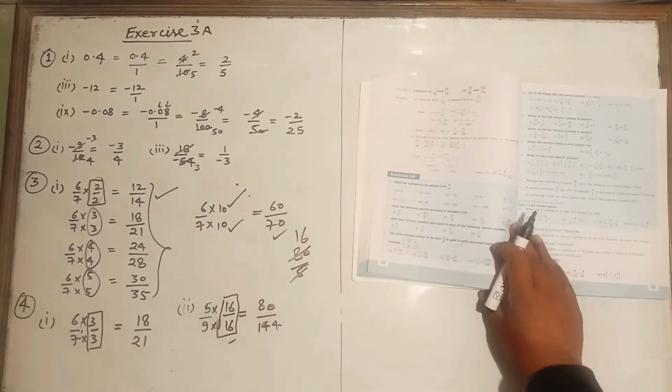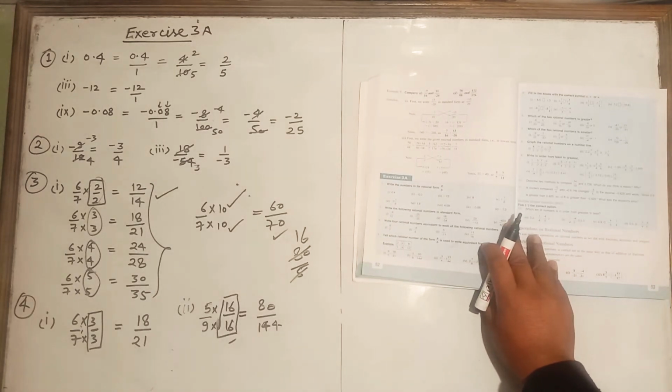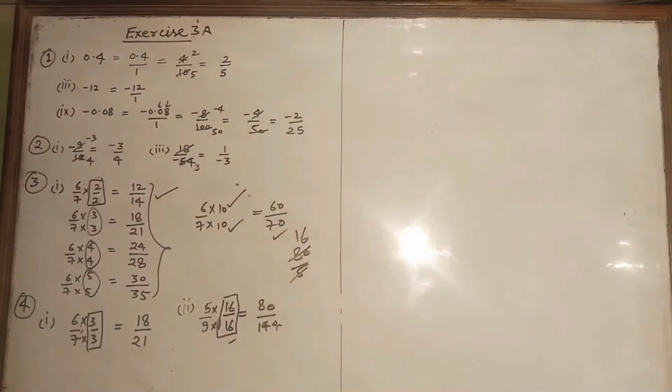In the same way, question number 5 is, fill in the boxes with the correct symbol. Greater than, less than, or equal to, you have to write in this. See how you will do. Question number 5 is here. See, first part is minus 8 upon 5, box is here, and 1.3. Now you know which number will be greater. In this it is easy to find out, minus 8 upon 5 is a negative number. Here is a positive number, obviously the positive number will be greater, so we will put this sign.